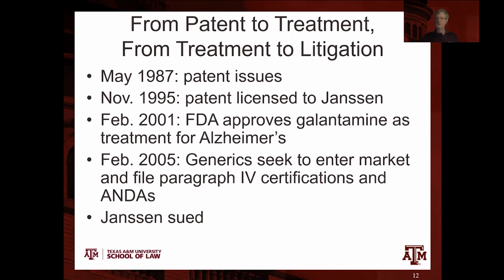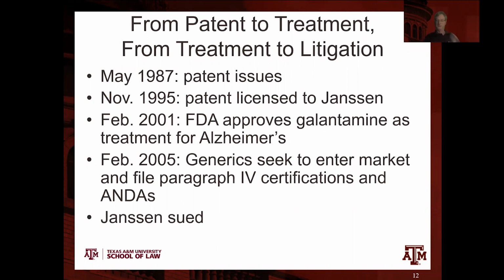So there's a process under the Hatch-Waxman Act, which is a provision that allows for early entry of generics in order to reduce the price of medications in our country. And what they do is they file what's known as a paragraph 4 certification with the FDA. And then they file, rather than a new drug application, which is what Janssen had to file, right? Janssen had to satisfy all the FDA's hurdles in proving galantamine was safe and effective for treating Alzheimer's. The generics file what's called an abbreviated new drug application, or ANDA. All they have to prove is that their compound is the bioequivalent of Janssen's compound, right?